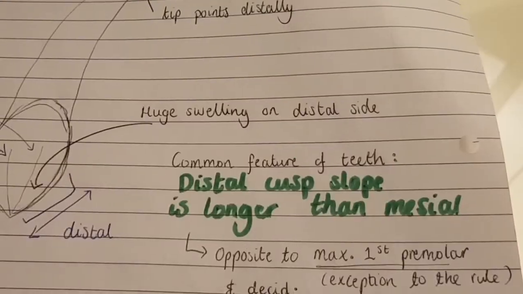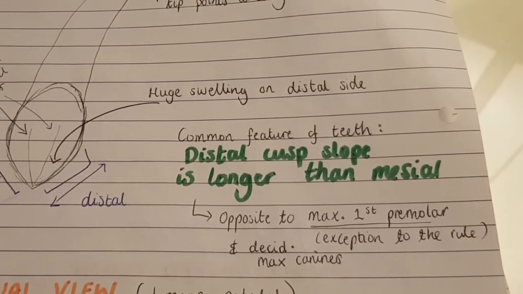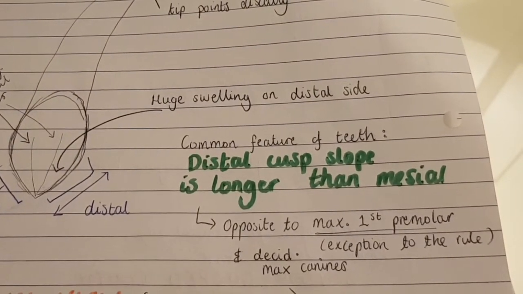If you remember from my premolars video, this is actually the opposite to the maxillary first premolar, in that the mesial cusp slope is actually longer than the distal in that particular case. However, in all of the other cases, bar one in the deciduous dentition, the distal cusp slope is longer than the mesial cusp slope. I hope I made that clear. So to summarise, for the upper first permanent canine, the distal cusp slope is longer than the mesial.